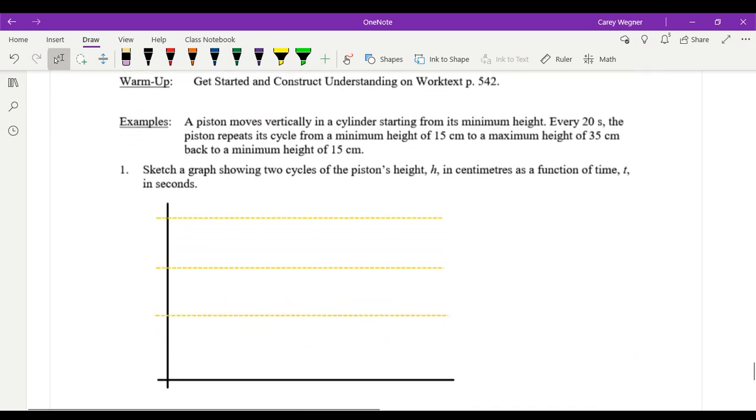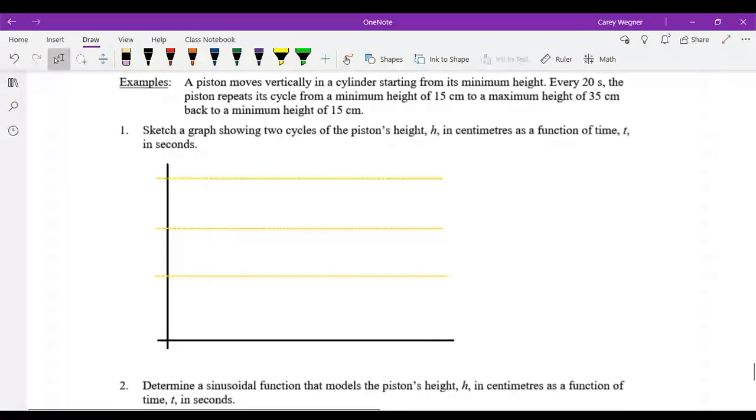Here we have an example where a piston is moving vertically in a cylinder. Now, if you don't know what a piston is, it's a part of a combustion engine, and you could search it up on YouTube and find a 5 minute or less illustration of what the piston does in the engine. It's going to move up and down in the cylinder, a little bit like that weight on the spring that we saw in that earlier example.